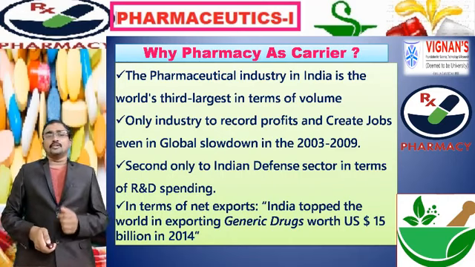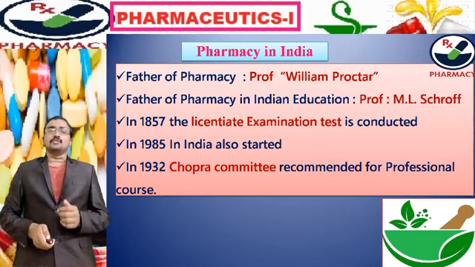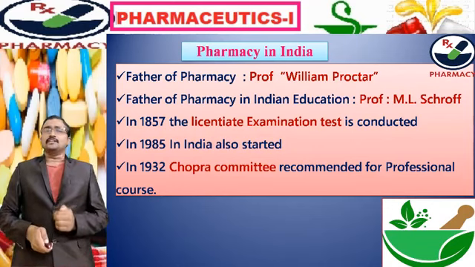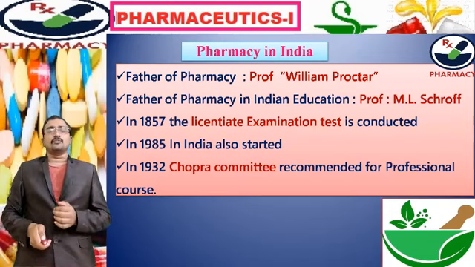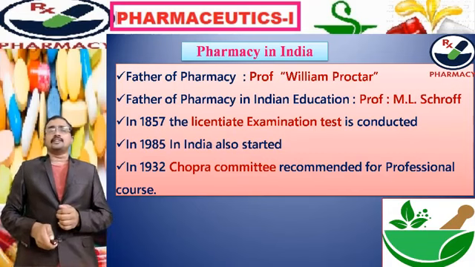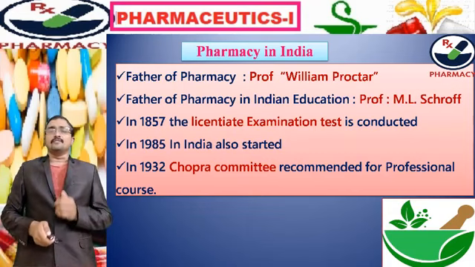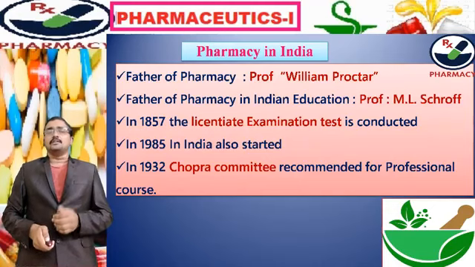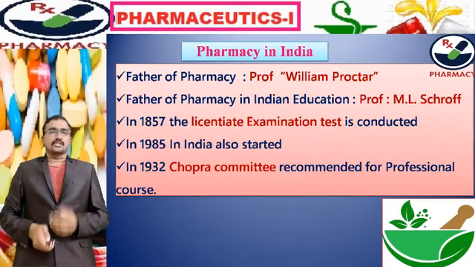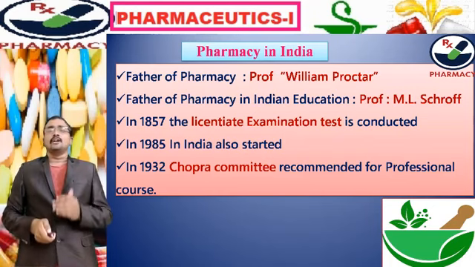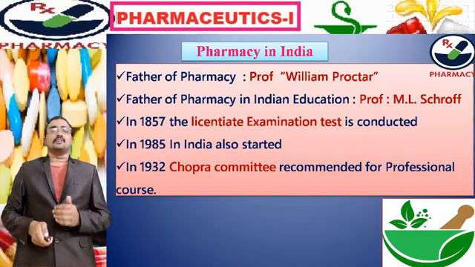In 1857, the first licensed examination test was conducted in India. In 1985, India also started pharmacy education and also the industrial establishments. In 1932, the Chopra Committee recommended the profession of the pharmacy course. So the Chopra Committee in 1932 recommended the profession of pharmacy, in 1857 the licensed examination test was conducted, and in 1985 India started the pharmacy profession. The father of pharmacy in Indian education is Professor M.L. Scrope, and the father of world pharmacy is Professor William Proctor.